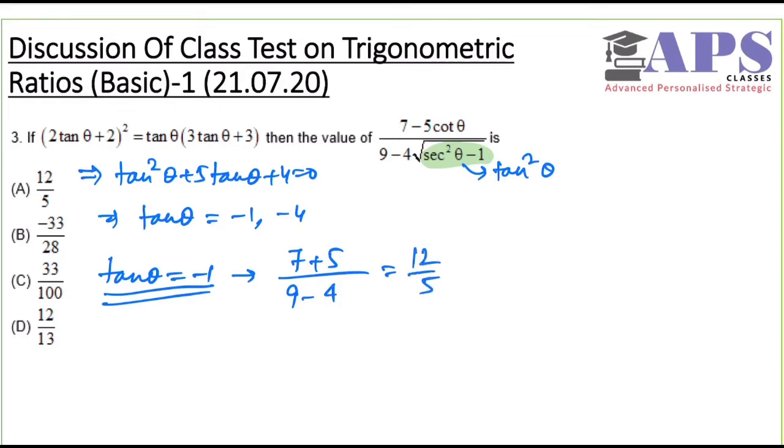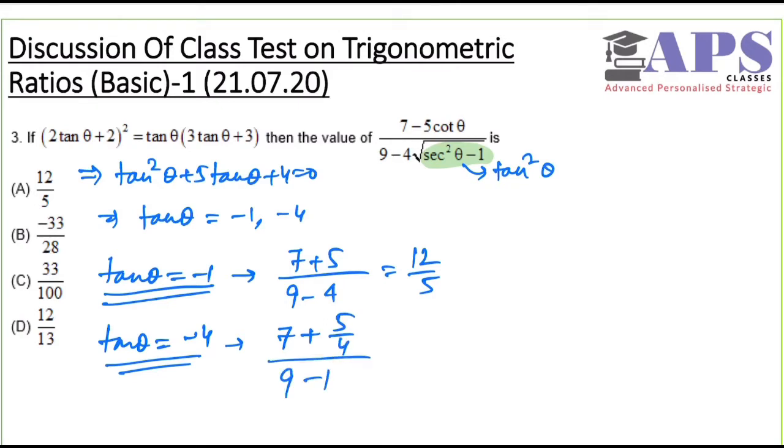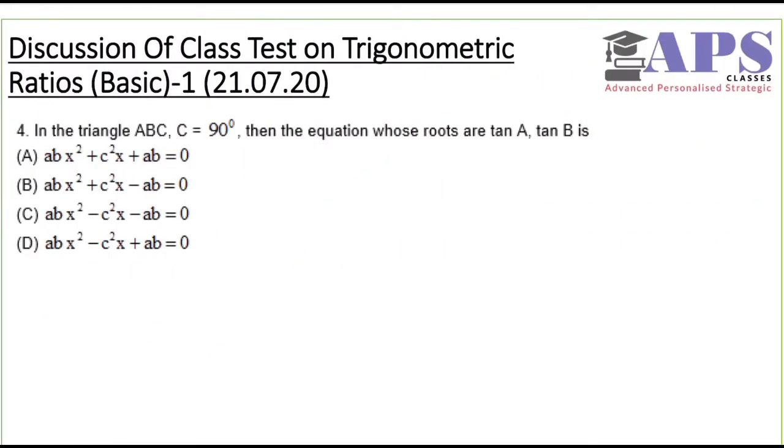Let us check with minus 4. If tan theta is minus 4, cot theta is minus 1 by 4, so it will be 5 by 4 here, by 9 minus 16, so that is minus 33 by 28. So both the options are given, so A and B both are correct. Since it is a single option correct type question, if you mark any one of them, that will be considered as correct.